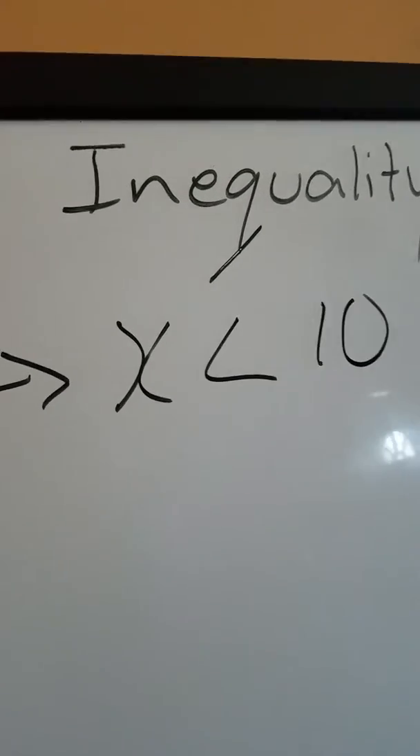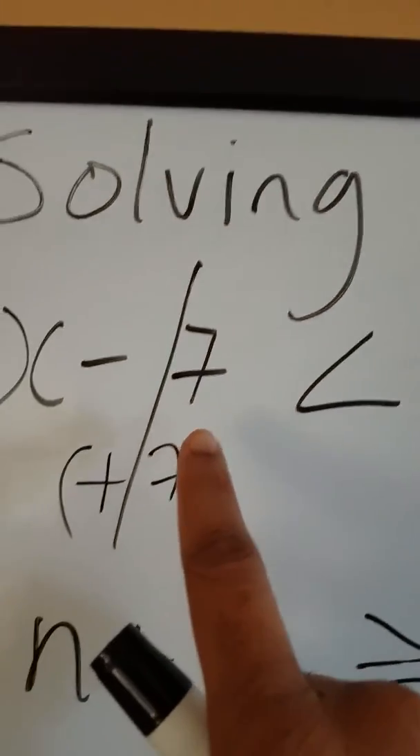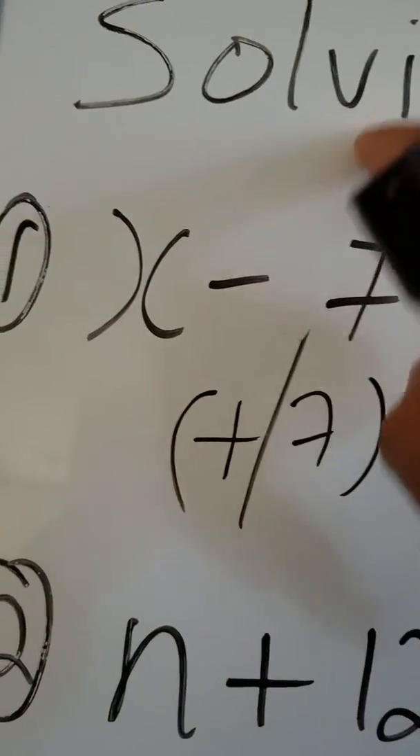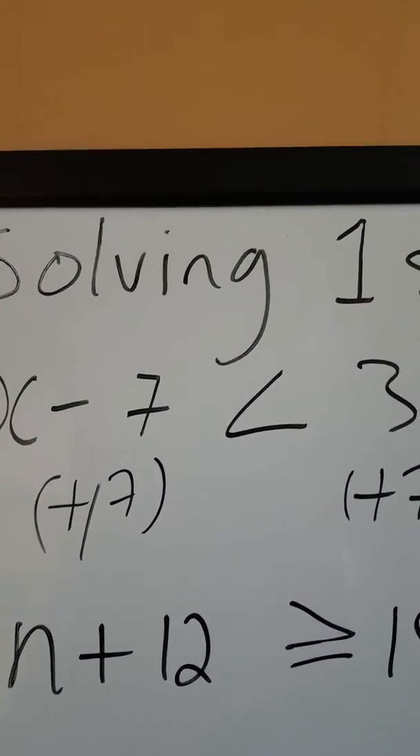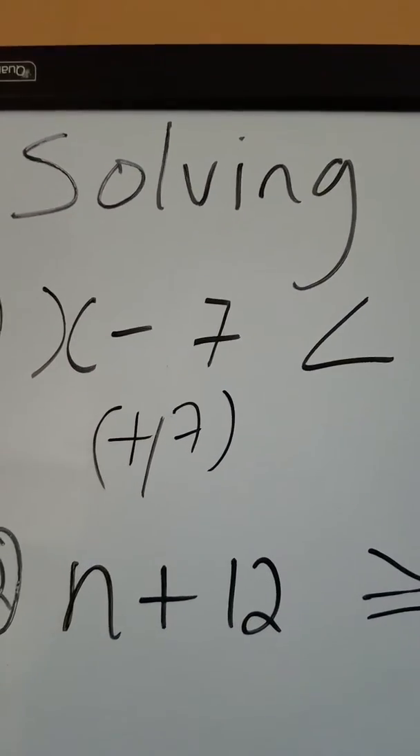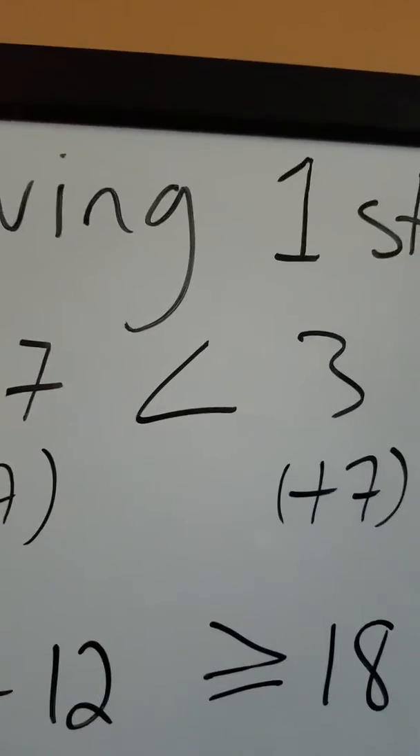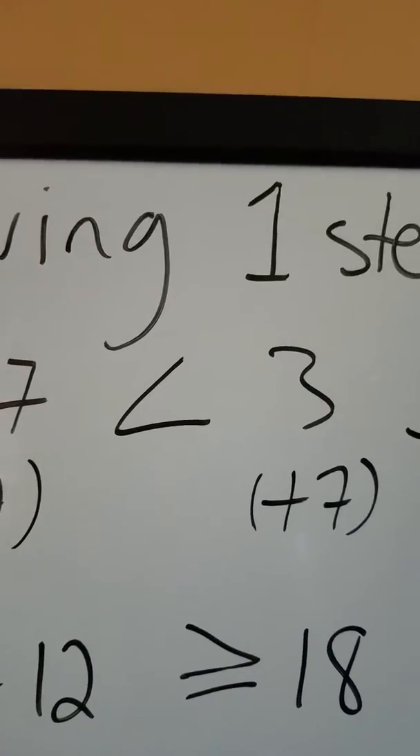And we see that x must be less than 10 if we want this inequality to hold true, which is x minus 7. And then you could do a quick check. What happens when x is less than 10? Let's say, for example, 9. Then we have 9 minus 7, which gives us 2, and 2 is indeed less than 3. And we see that it works.